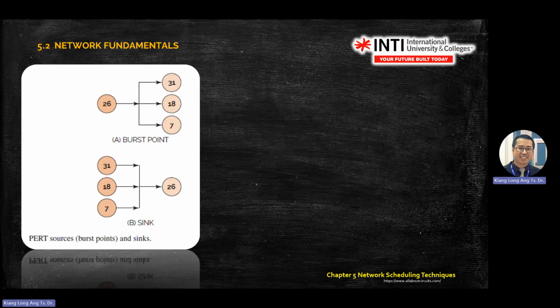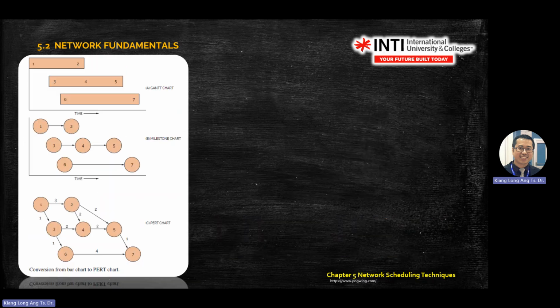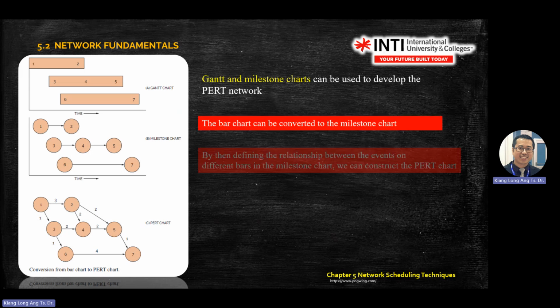This is the PERT presentation. Some of you might be using the software. From the software, you will see blast point and sync point. What is a blast point? A blast point is an extension from one node to many nodes. A sync node is many nodes into one node. Blast and sync. If you take electronics, it will be like the AND gate. Gantt chart, milestone chart, PERT.